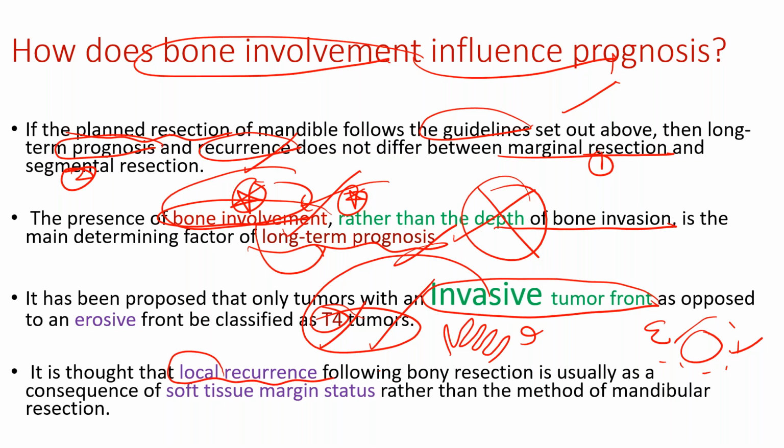Local recurrence is usually related to soft tissue margin status. Local recurrence depends upon the soft tissues in and around, which are the basis for local recurrence. So even after removal by surgery, they recur.